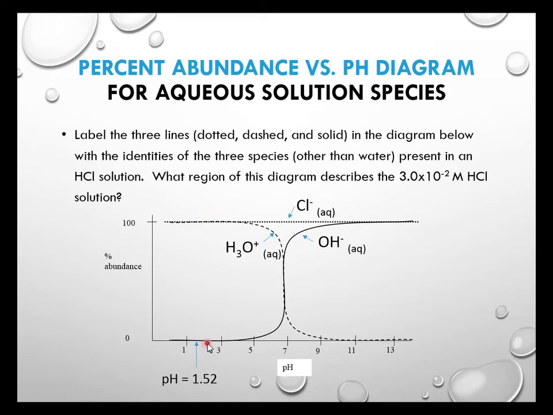How about a pH of 5? Still the same result. OH minus is minor, but not quite as minor as it was before. H3O plus is major, but not quite as major as it was before, and chloride is still a major species.